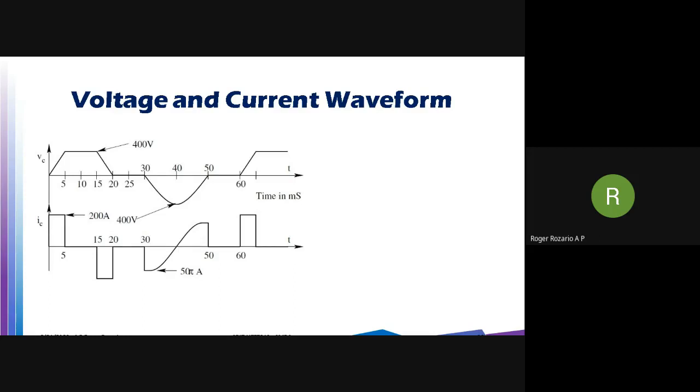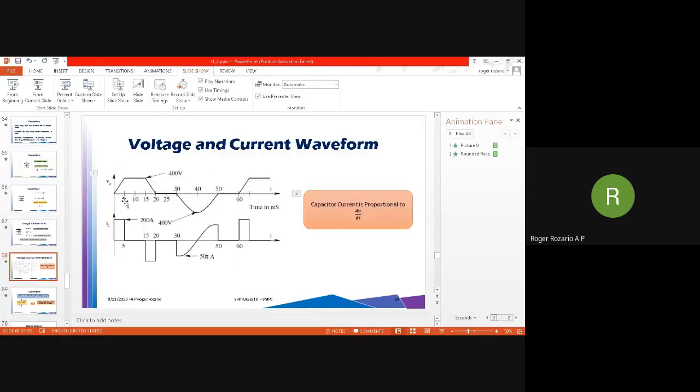So this can be explained with the help of this waveform. Can you see the mouse pointer?